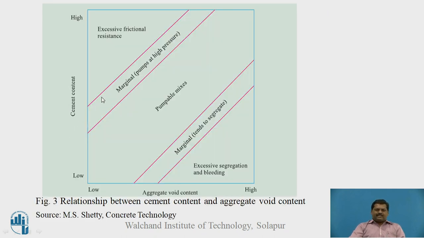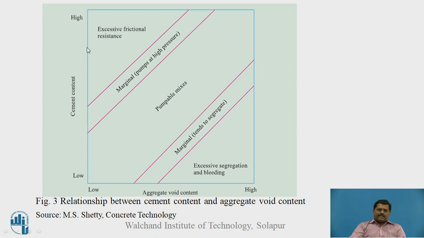Now let's see this figure, which expresses the relationship between the cement content and aggregate void ratio. On the y-axis cement content is there, on the x-axis aggregate void ratio. You can see there are two belts. So the nature is explained here. These are two extreme conditions also.